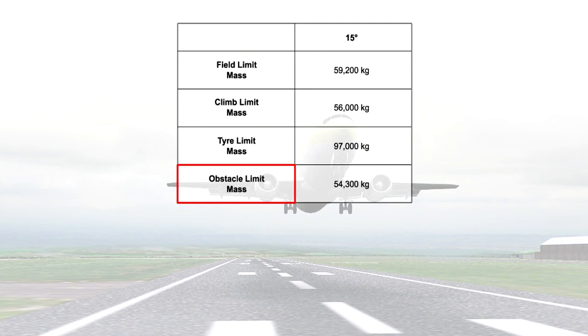However, it is possible to exceed this last mass provided that the aeroplane clears the obstacle by a set horizontal margin. We'll grey out the obstacle limit mass because it is possible to be heavier than the obstacle limit mass.